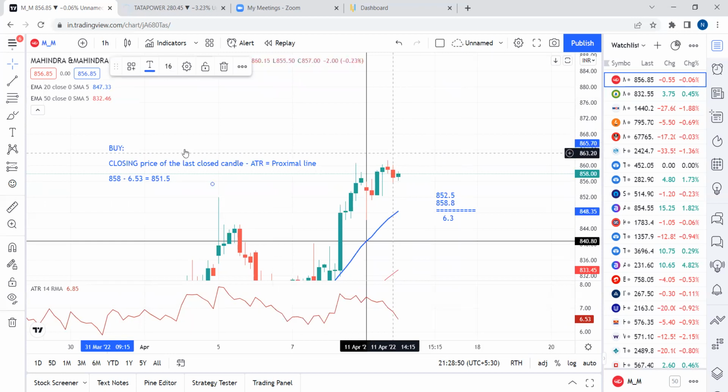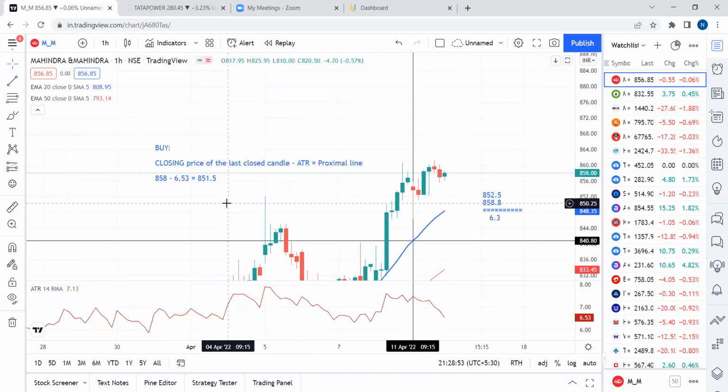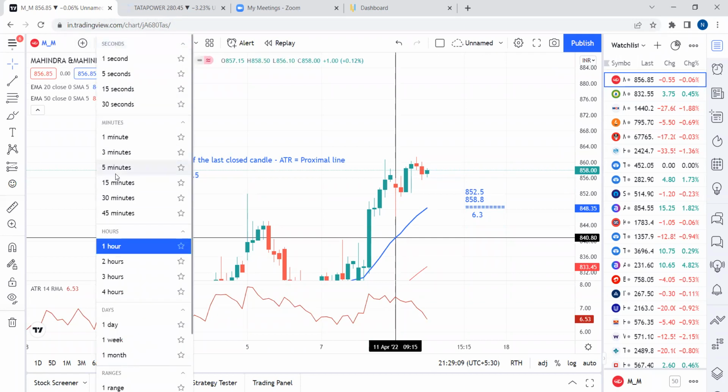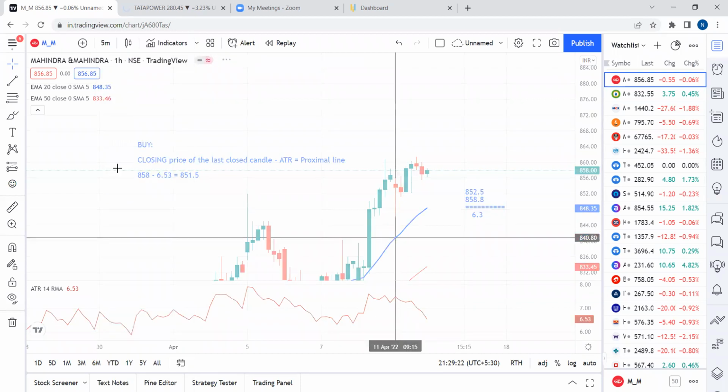$851.5. Now remember this number, 851.5. This is the proximal line or entry line. This is the entry price. Now we are going into the 5 minutes time frame. Why 5 minutes? Lower time frame to be used for entry. Great. The lower time frame for 1 hour is 5 minutes. So I'm going into 5 minutes.